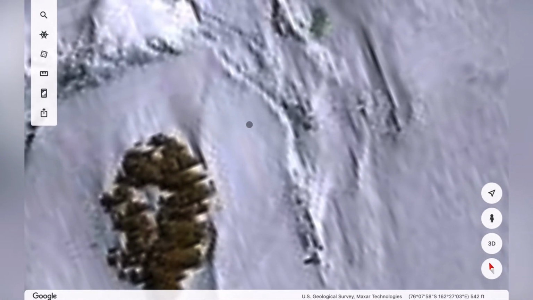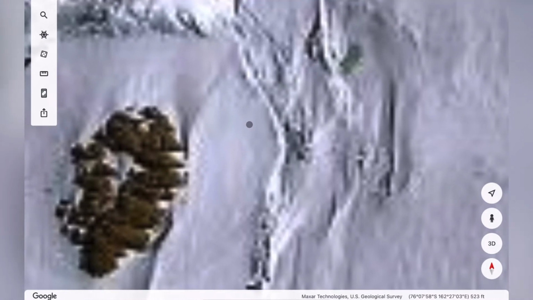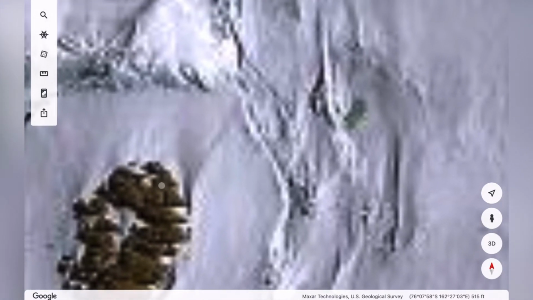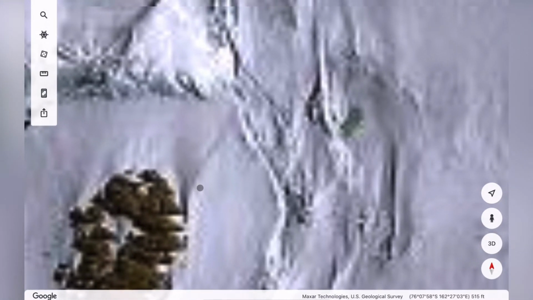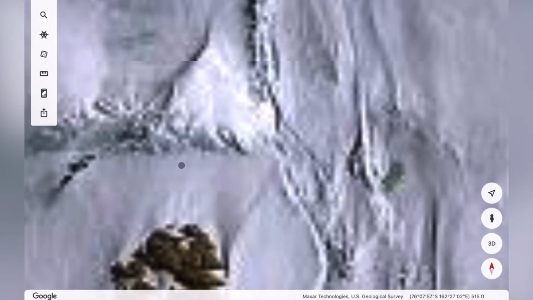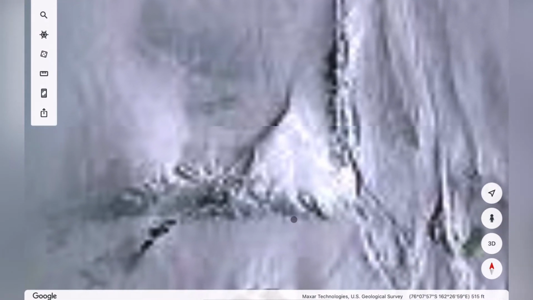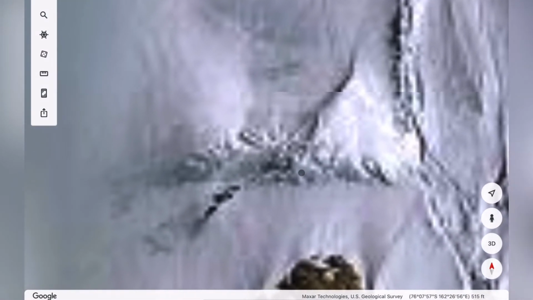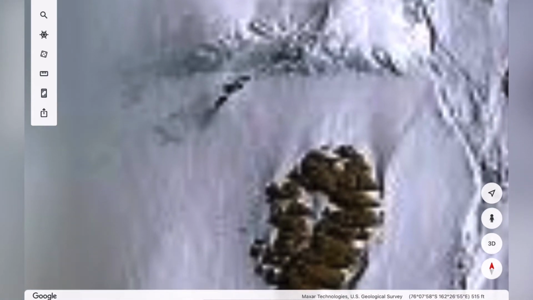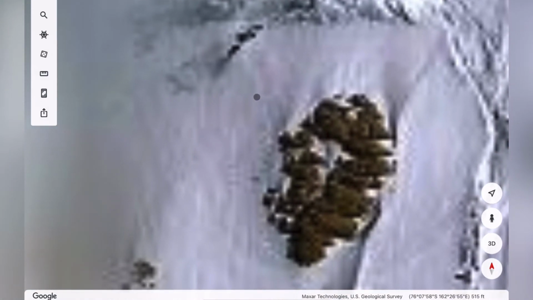That is not a rock formation there. That is what's left of ruins of an ancient civilization, and it certainly looks that way to me. But what's interesting about this is Maxar Technologies. Google seems to only be using them in Antarctica, and I've read an article about them recently.